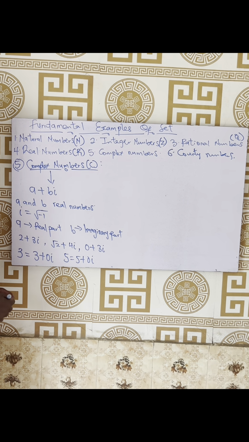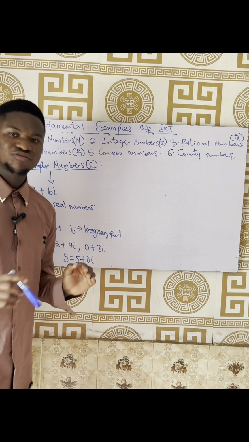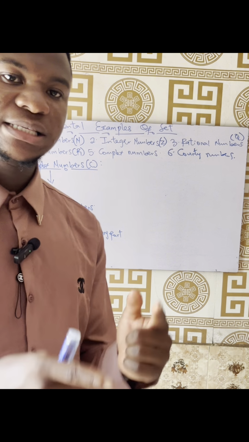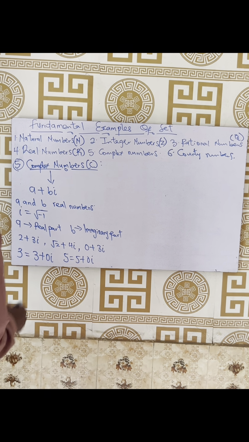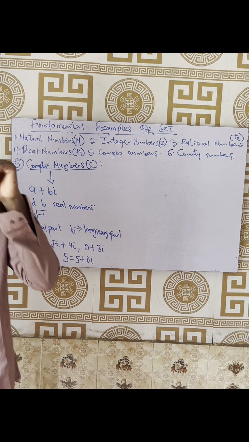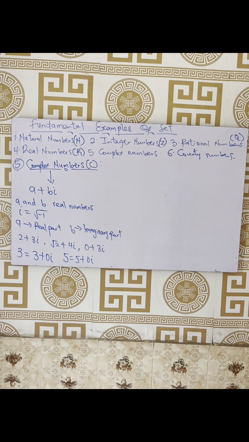Then what are the common examples of complex numbers? The common examples are 2 plus 3i, root 2 plus 4i, 0 plus 3i. So whenever a number represents a complex number, there must be the presence of i. So i is what makes a number complex.